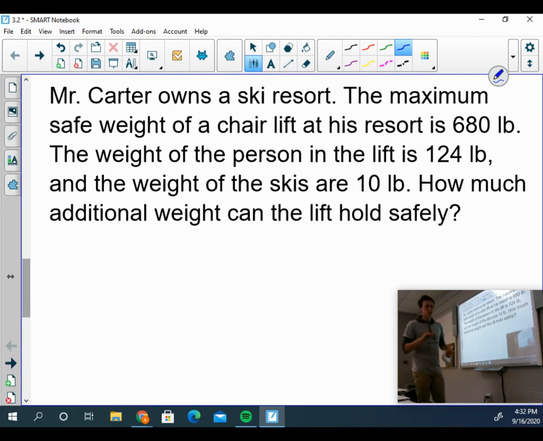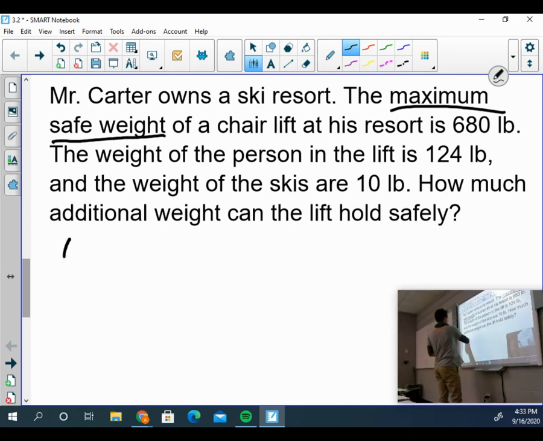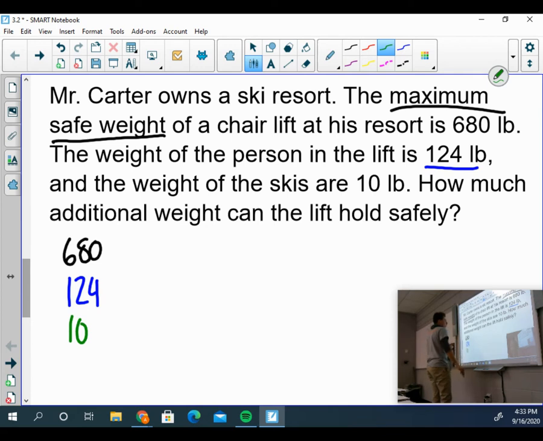Well, remember, what do I say over and over again? Word problems are the same as the normal problems we just did. They just have the added step of we have to set them up. So how do we set this up? Well, let's identify our key pieces of information. The maximum safe weight is 680 pounds. We've got a person who weighs 124. And we've got some skis that weigh 10 pounds. We want to know how much additional weight the lift can hold safely.